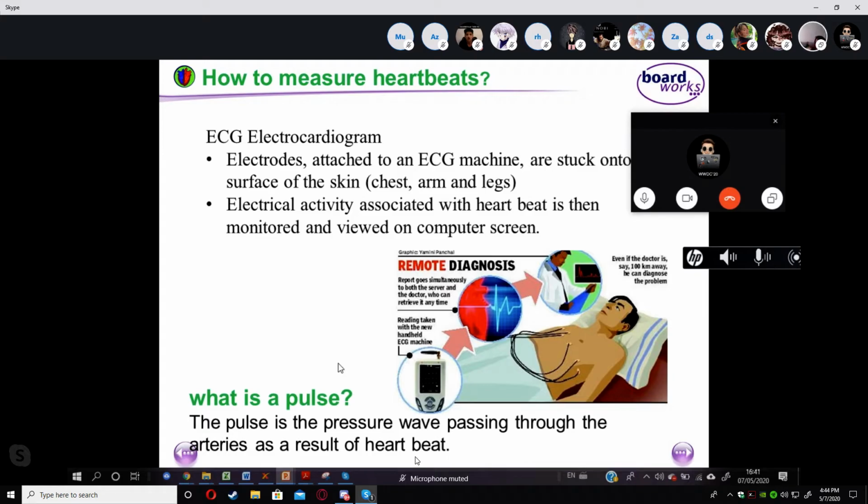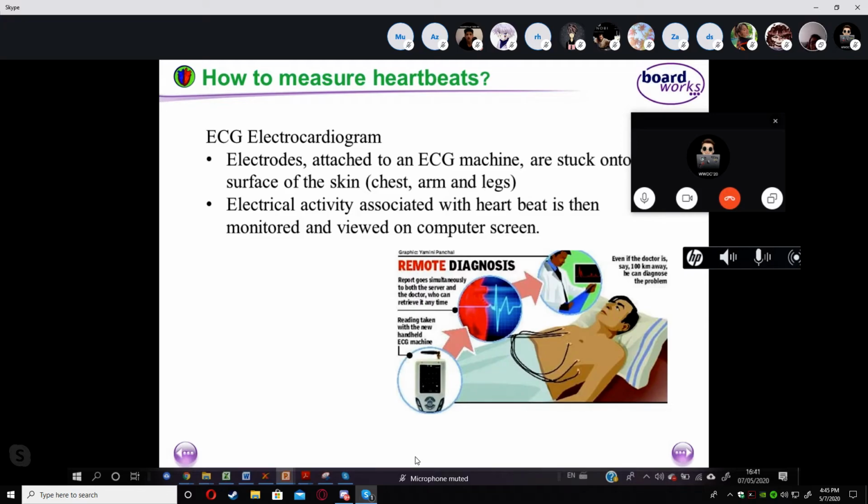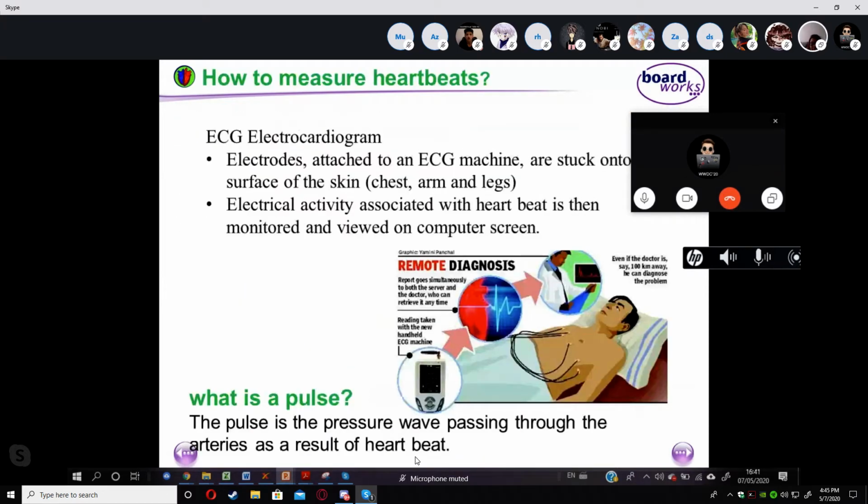The pulse is the pressure wave passing through the arteries as a result of the heartbeat. Write this definition of pulse. What is a pulse? A pulse is the pressure wave passing through the arteries as a result of the heartbeat. Now, before I go through all of this ECG and big topic, did you write this down, everybody? What is a pulse? Okay, I'm moving on then.